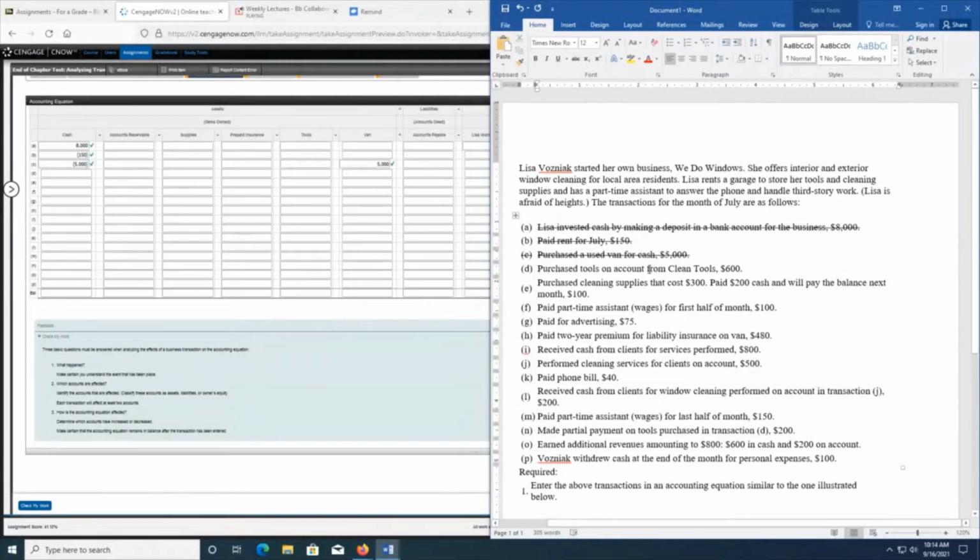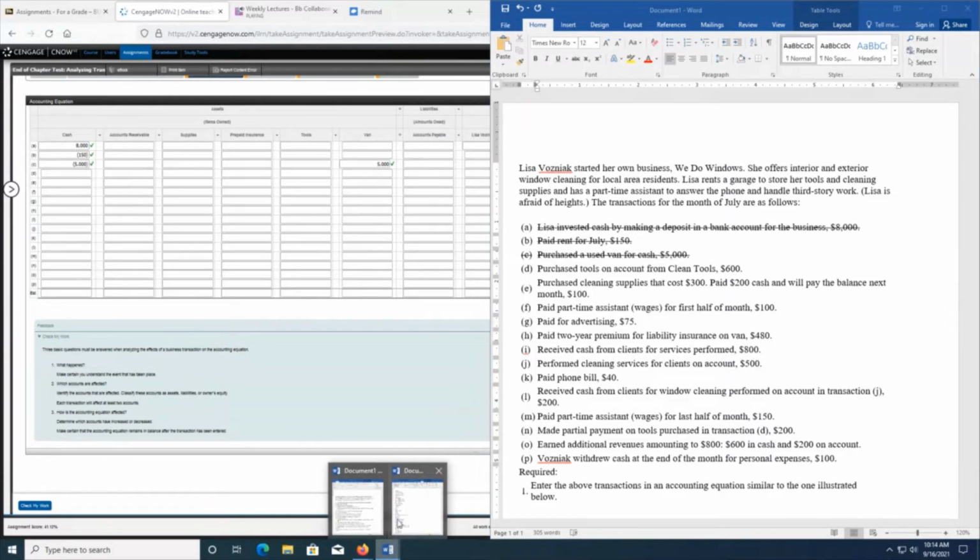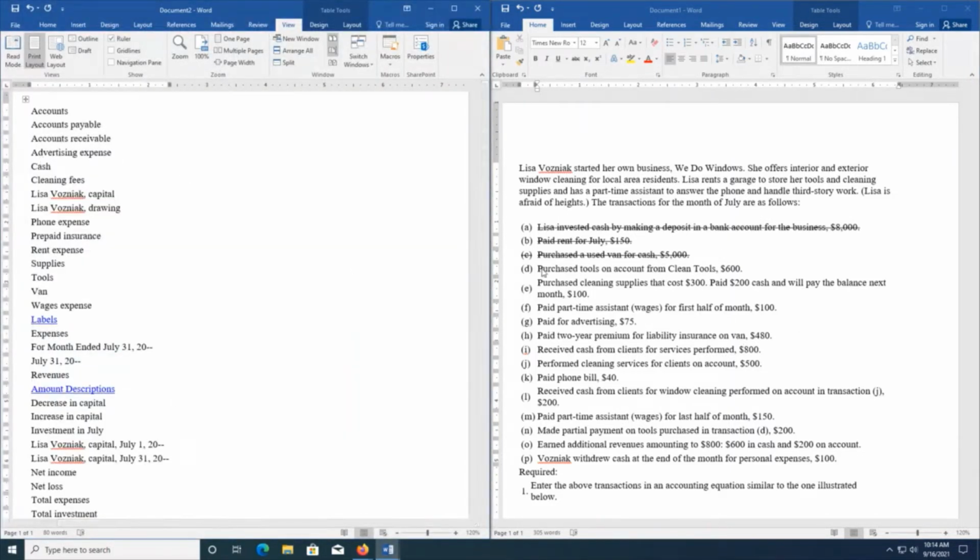Okay, so we've done C, so now we're going to go in our instructions. I'm going to mark this off. And go to D. Purchase tools on account from Clean Tools for $600. So which accounts are we going to be using? Purchase tools on account. Well, tools is going to be one of them, but we didn't use cash on this one because it has this word on account. It's going to be accounts payable because we're basically owing them money. Okay, it's like using a credit card. Put this on my account. So we bought tools, so we did get tools, but we didn't pay cash for it. So because we owe that money, because we need to pay out that money, it's going to be accounts payable.